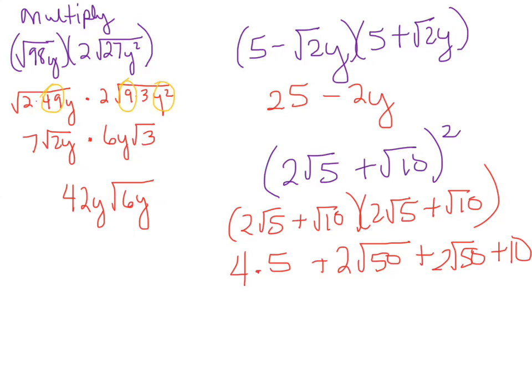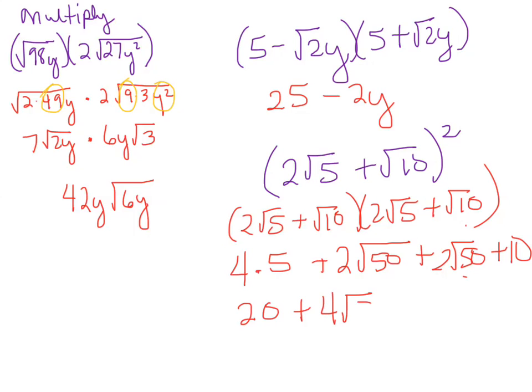So the first gives me 4 times 5. Now the outsides give me the 2, the 2's get multiplied, which are on the outside, and then the inside will be 50. So the second term becomes 2 radical 50. Now when I'm FOILing, the insides and the outsides will be the same, so I'll get another 2 radical 50. And then the last becomes square root of 10 times square root of 10, which is just 10.